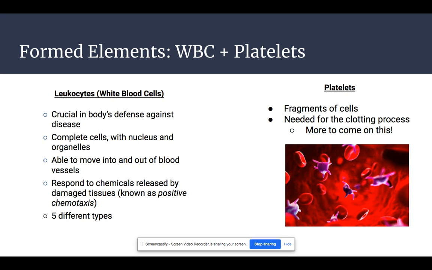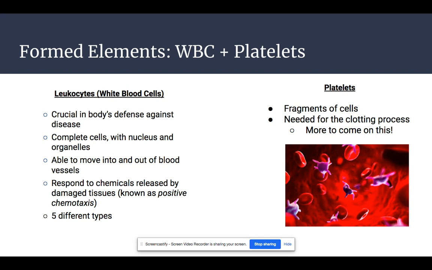And how they work is they respond to chemicals that are released by these damaged tissues. So these damaged tissues will kind of release these stress chemicals, and the white blood cells will respond to this, and this is known as positive chemotaxis. And there's actually 5 different types of white blood cells. We're not going to go through those. I'm not going to require that you know those, but they all kind of have different responses. So if you're allergic to something, there's going to be one that responds to that. If there's a disease cell, there's going to be one that's going to eat up and digest that disease cell. They all have different functions there.